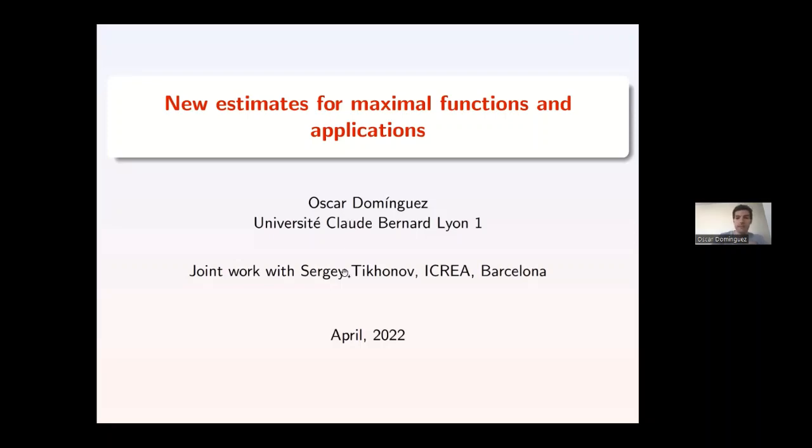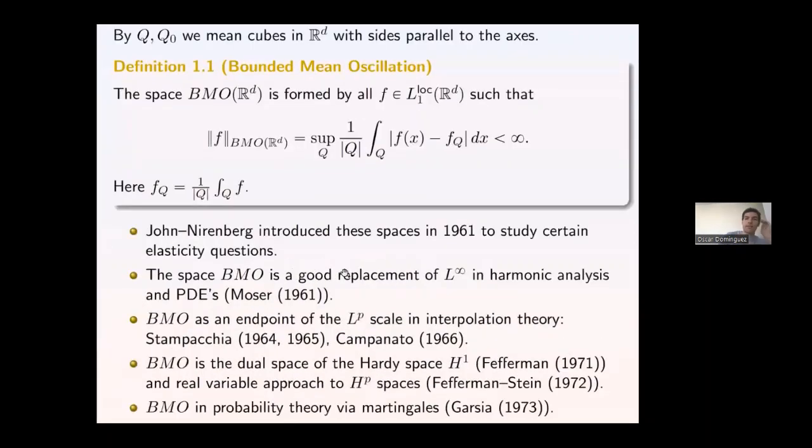Let me start. So I will start from scratch. In this talk, by Q and Q naught, we always mean cubes in the d-dimensional Euclidean space with sides parallel to the axes of coordinates. Let me recall the definition of the BMO space. We say that a locally integrable function has bounded mean oscillation if this condition is satisfied.